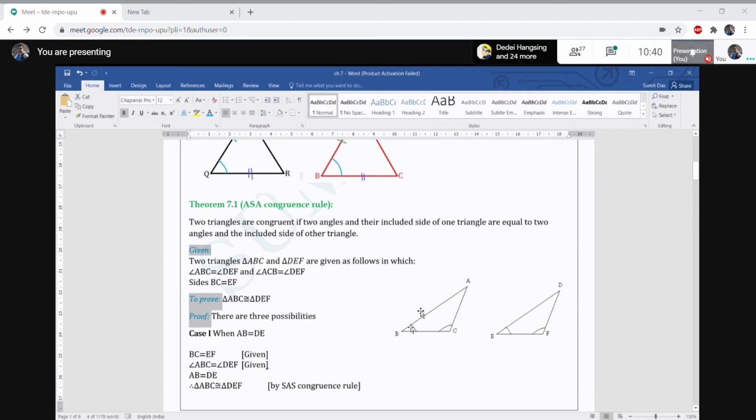You can see angle B and angle E are equal, angle C and angle F are also equal, and their included side, that means side BC, has to be equal to EF. Then only can you say they are congruent. We can't take any other side. Is it clear? Now it is given that two triangles ABC and DEF are given as follows. This is also a very important theorem.